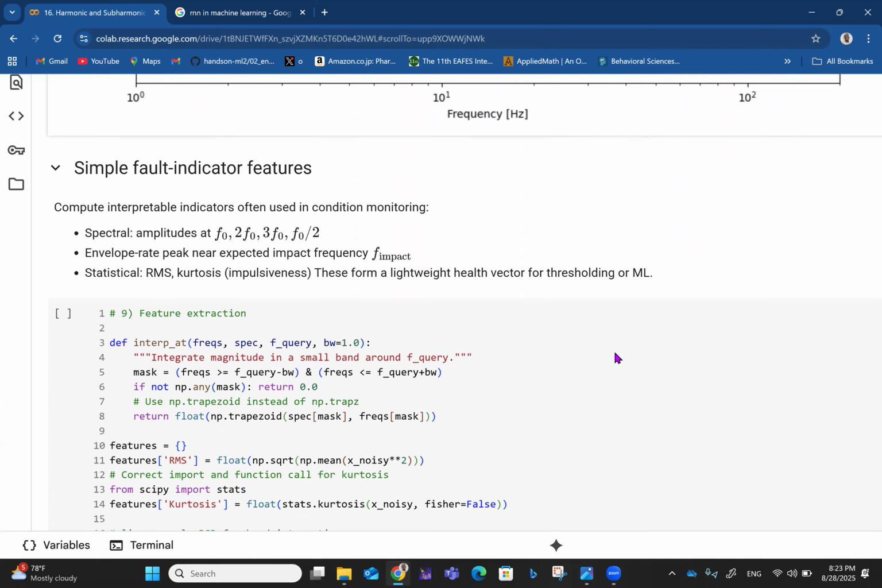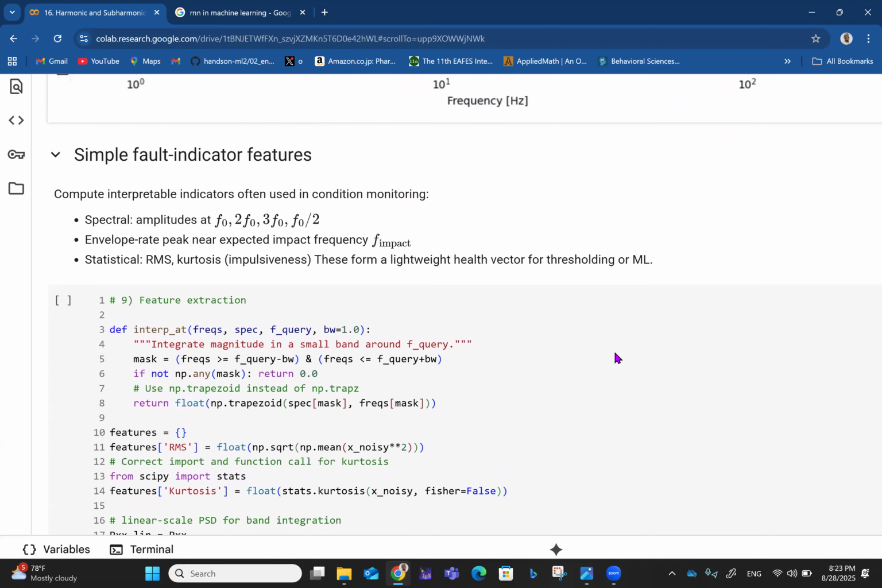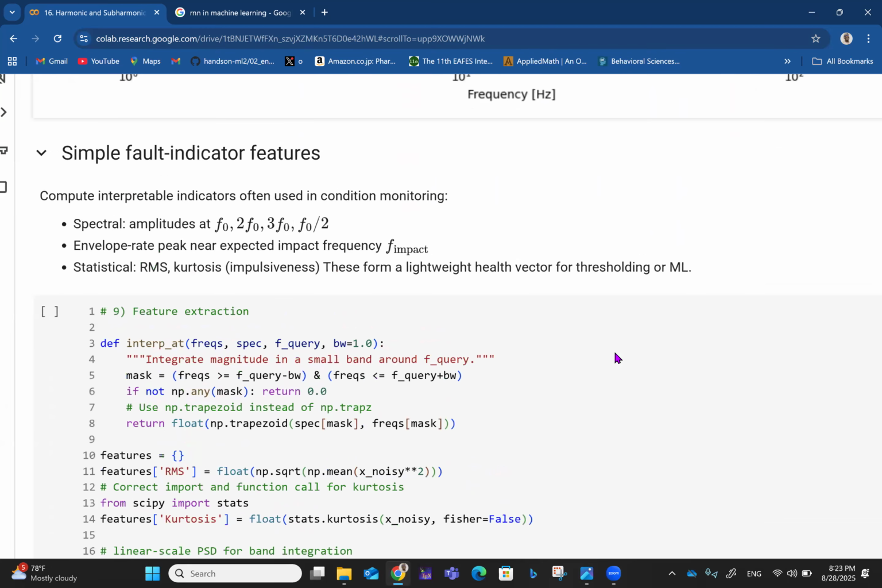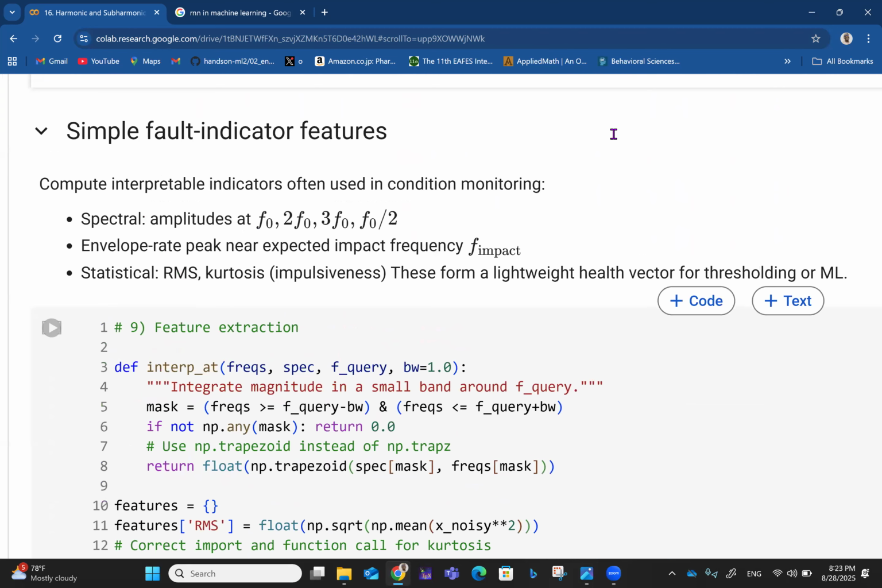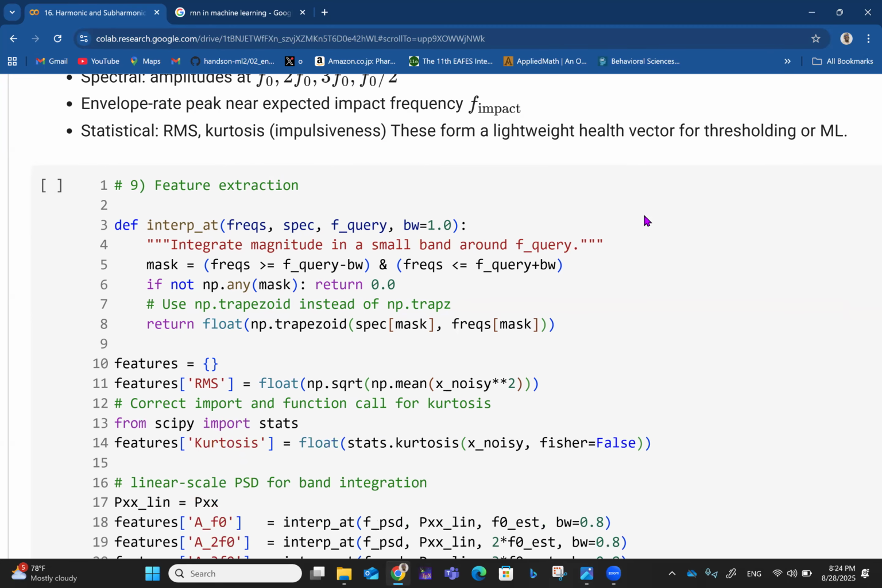Then we can talk about simple fault detection, simple fault indicator features. All right. So yeah, you can compute interpretable indicators often used in condition monitoring. For instance, you have spectral amplitudes at F0, 2F0, 3F0, F0 over 2. Here you have envelope rate peak near expected impact frequency, F impact. Then for the statistical, you have RMS, kurtosis, or impulsiveness. This forms a lightweight feature vector for thresholding or machine learning.